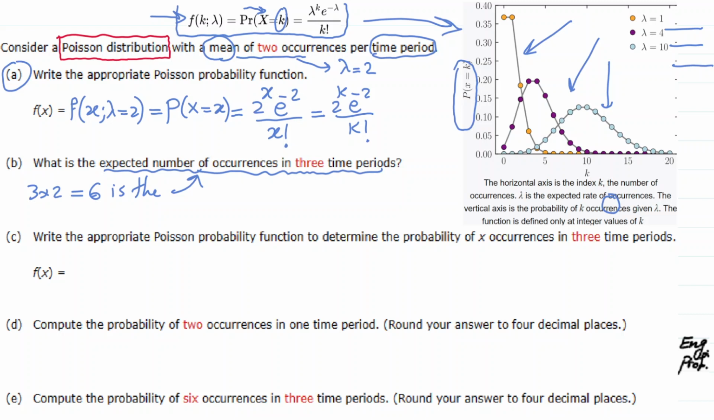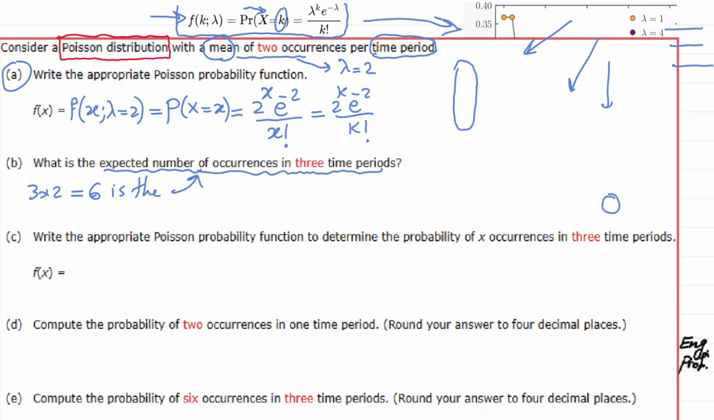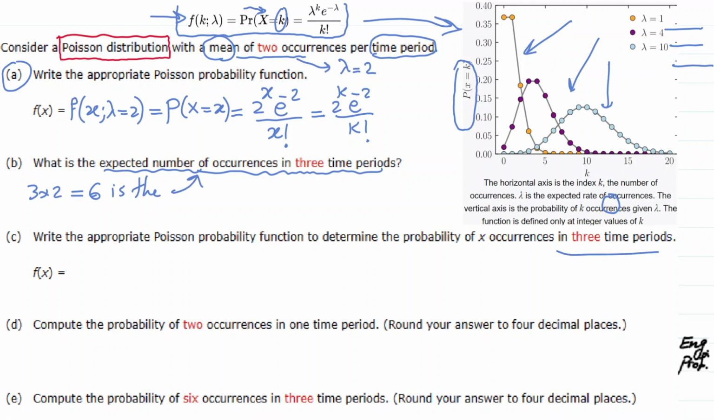So now we are changing our window of observation from 1 time period to 3 time periods. That's super important to notice early on. In the Poisson distribution, it's important to be very careful about the window of observation. In this case, we are saying 3 time periods. In 3 time periods, it means now the new lambda is 6, as we found in part B.